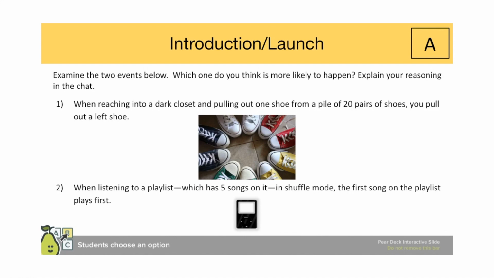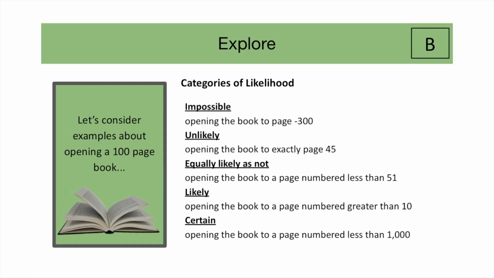For the Explore, you're going to introduce students to the categories of likelihood. You have impossible, unlikely, equally likely as not, likely, and certain. To help students, you want to give them this example of a book opening to a random page.